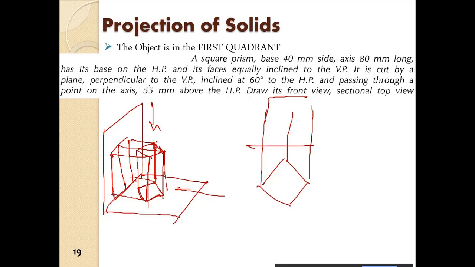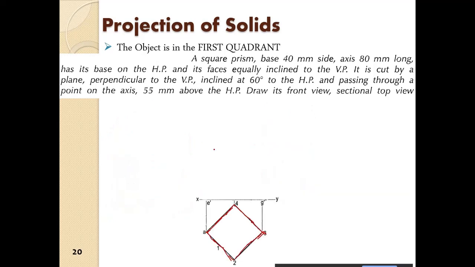Then it is cut by a plane perpendicular to the VP. The plane is perpendicular to the VP, inclined at 60 degrees. So the plane is inclined in this manner, and it is cutting the prism.